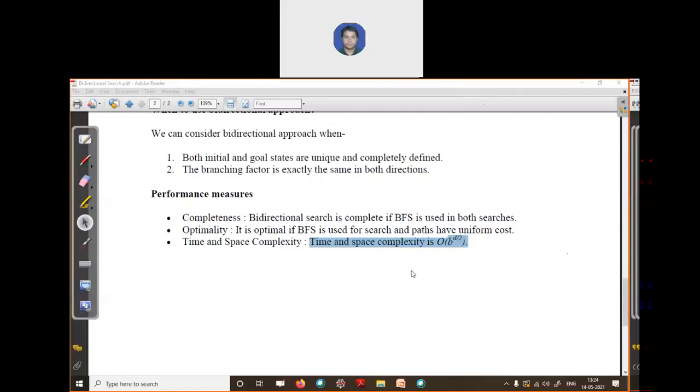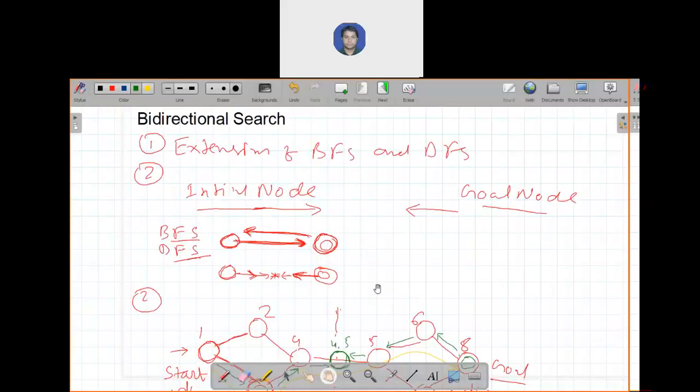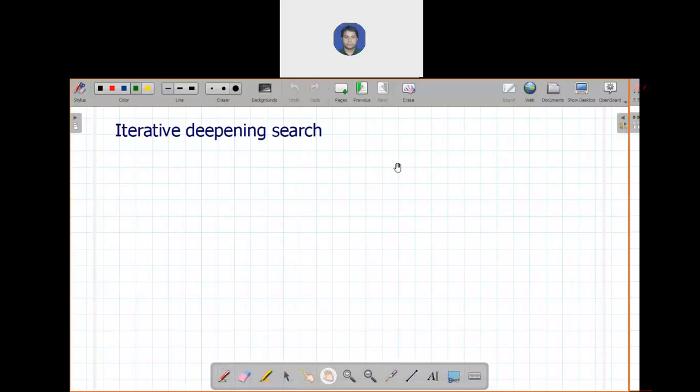Okay, so let's see the next search technique, which is iterative deepening DFS, or simply you can call this iterative deepening search. Iterative deepening search, or iterative deepening DFS, is an extension of DFS.